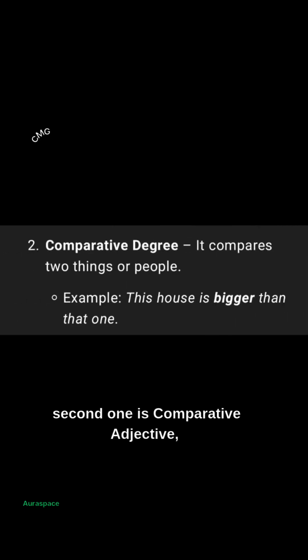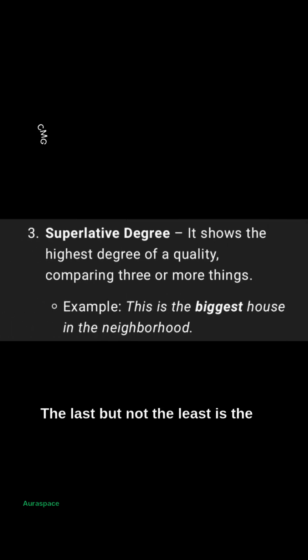The second one is the comparative adjective, or the comparative degree. This compares 2 things or people, as the name suggests. Example, this house is bigger than that one. The comparative adjective here is bigger.